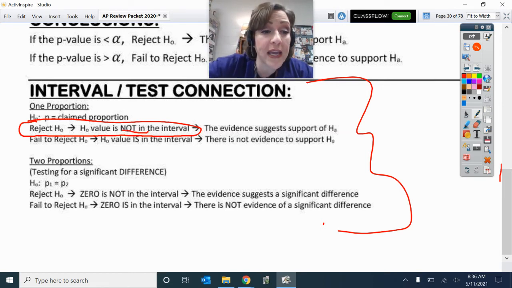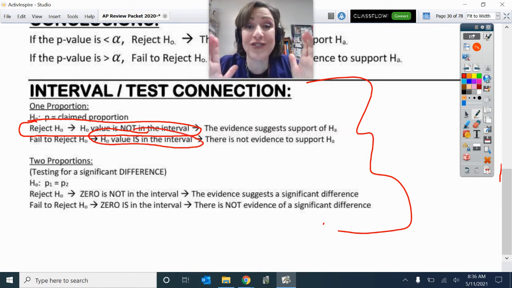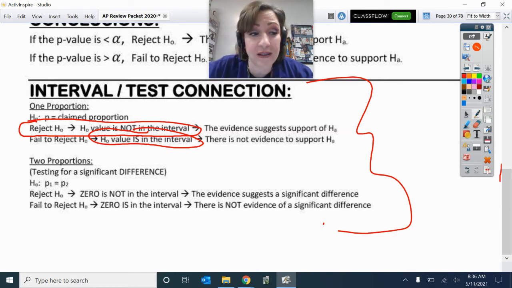Now, if you make an interval and the interval does include the null hypothesis or the value you are investigating, if it includes it, then you probably would fail to reject it upon running a test because you're saying you're 90% confident that it could be that.